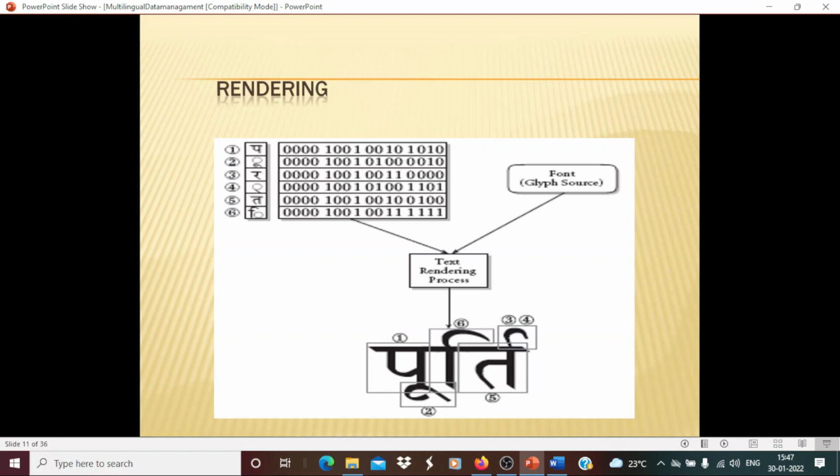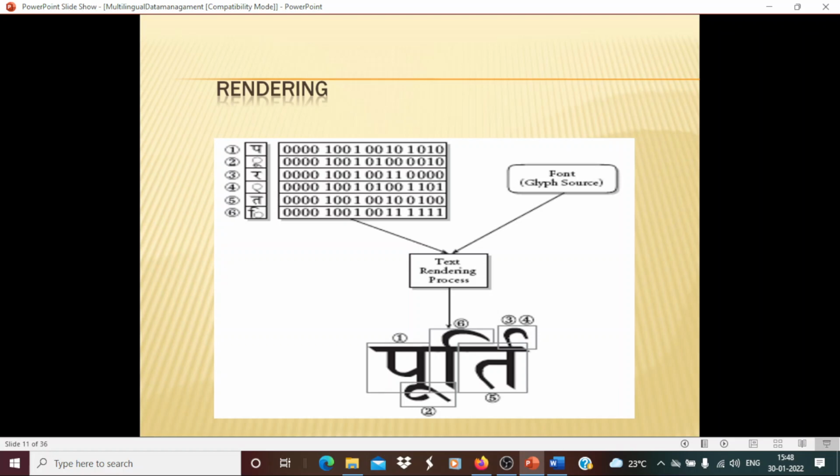Now, Unicode is a standard for the character, not for the font, not for the glyph. So Unicode is a character standard. Every character is represented by a Unicode value. So how can this glyph be generated for an Indian language? There we need another text rendering process engine.